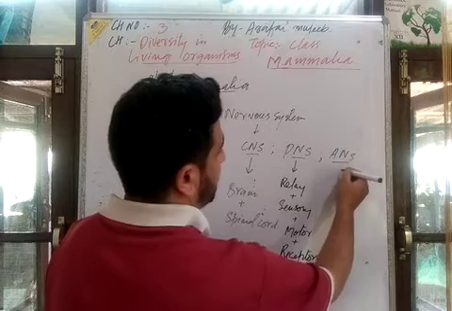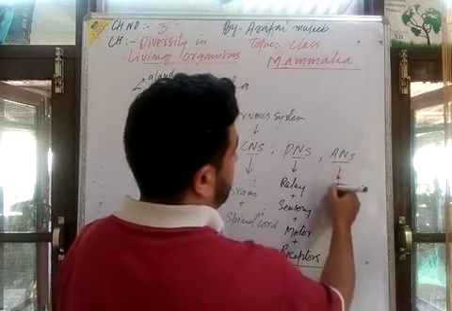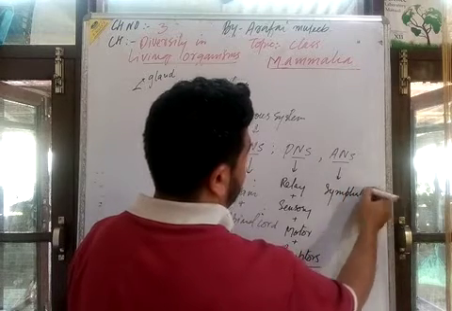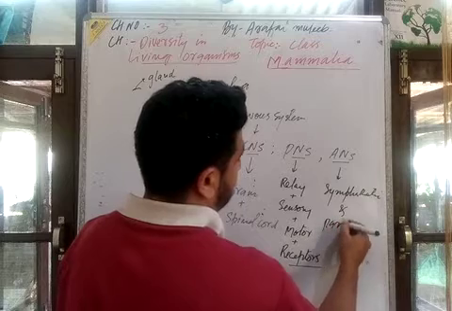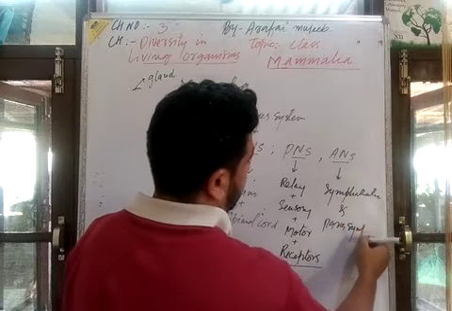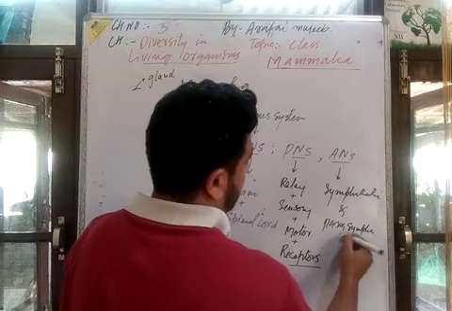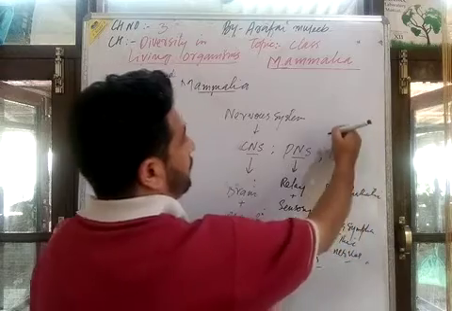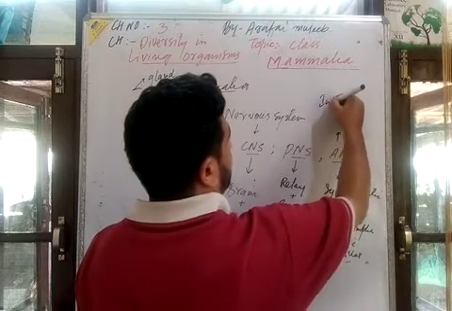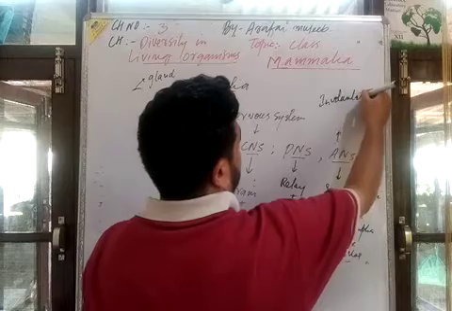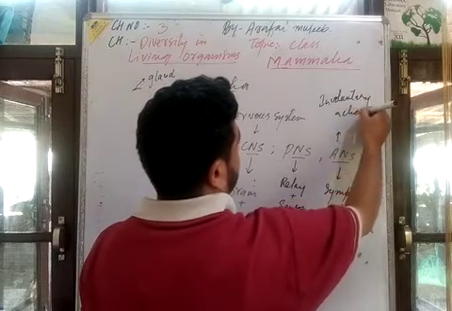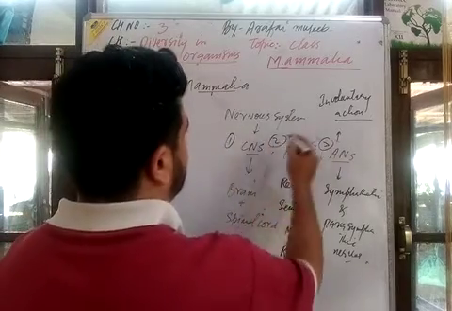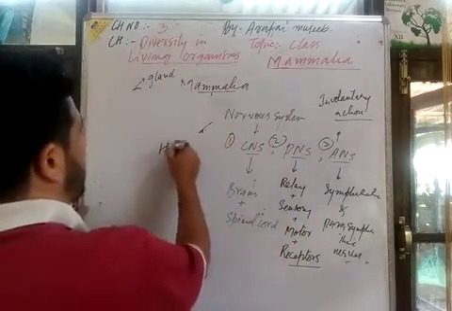And the autonomic nervous system is sympathetic and parasympathetic, and they control the involuntary actions. That means the nervous system is made up of three parts, and it is highly developed.